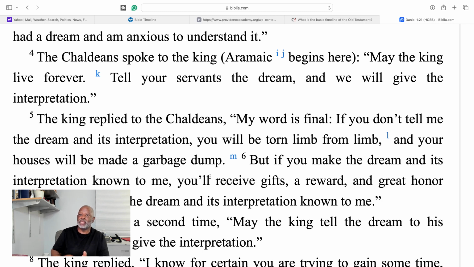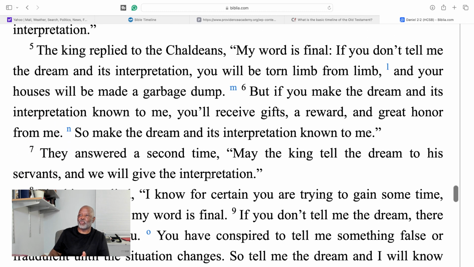The king replied to the Chaldeans, my word is final. If you don't tell me the dream and its interpretation, you will be torn limb from limb, and your house will be made a garbage dump. But if you make the dream and its interpretation known to me, you'll receive gifts and reward and great honor from me. So make the dream and its interpretation known to me.